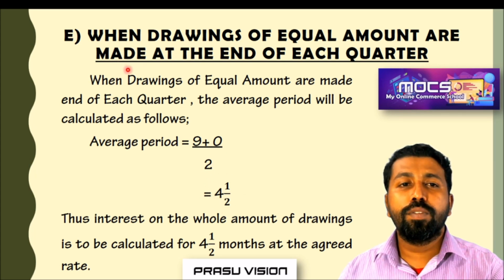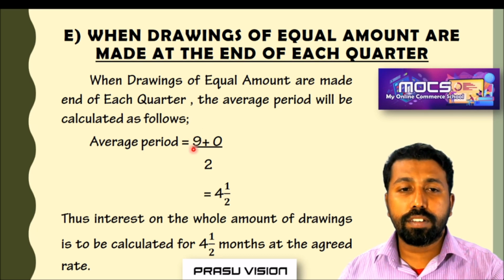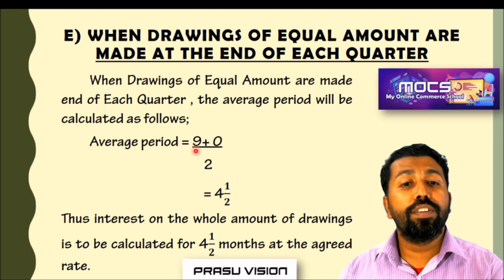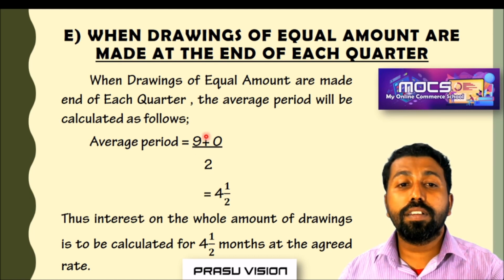So in this case, when the drawings is made at the end of each quarter, average period is equal to 4.5. Hope it is very clear. Once again I am repeating, average period is equal to time left after first drawings. First drawings is made at the end of the first quarter. First quarter ends on 31st March. Remaining number of months is 9. And the last drawing is made on 31st December. There is no other day left. No need to pay interest after that. So 0 is the number of months. 9 plus 0 by 2, average is equal to 4.5.